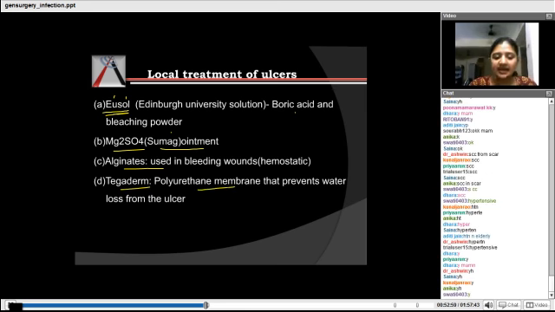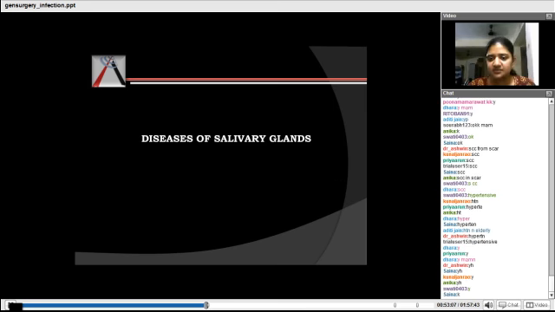Okay. Then there is tegaderm, which is polyurethane membrane. So it prevents water loss from the ulcer. This is a local treatment. Of course, there can be antibiotics if it is infection.